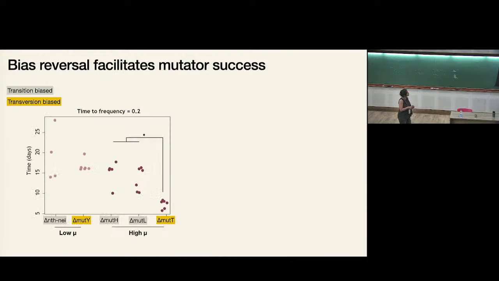Okay, and here's a way to see that a bit more easily. We can also ask, in those early trajectories, do we see a difference? So time to frequency of 20% of the mutator. It's an arbitrary fraction more or less, but it's useful for us to understand a few things. And you see that the MUT-T strain is the fastest to get to 20%, so it takes fewer days to get there. The H population here takes a bit longer. Ignore this for now. And then the other strain, which is also transversion biased but has a lower mutation rate, takes longer as expected, right?